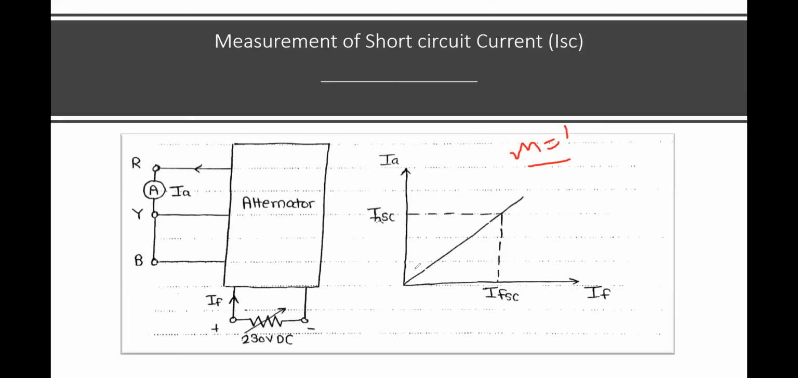This is the graph which passes through the origin, so this is your linear graph. If I say field current is 2, then I get short circuit ampere is 2. If I say field current is 1, then simultaneously I get armature current value is 1. If I consider the field current I set is 5 ampere, then what is the value of armature current?